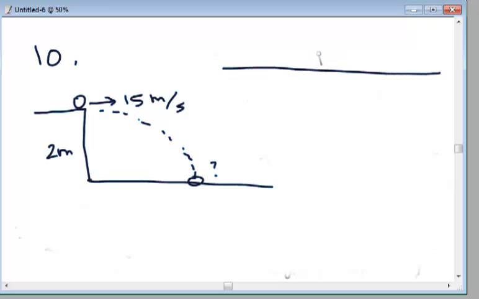Standard sort of problem, because you want to break it up into the x and y motion. We'll use the y motion to help us figure out the time.